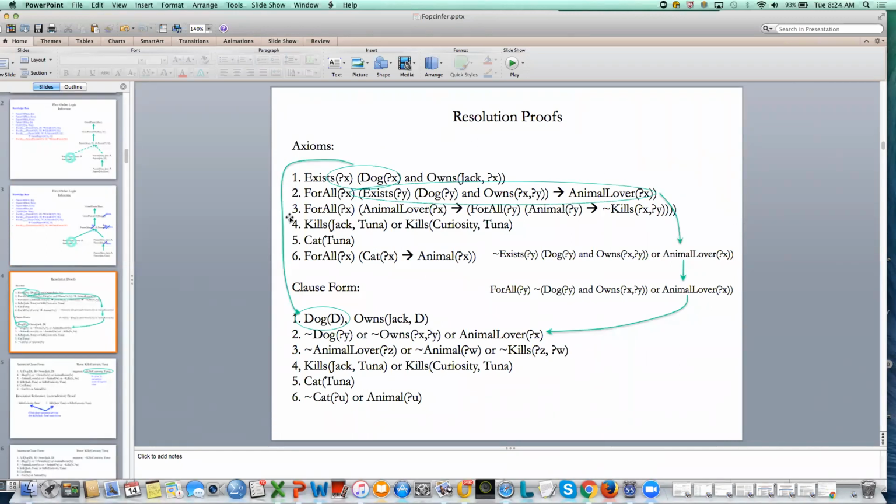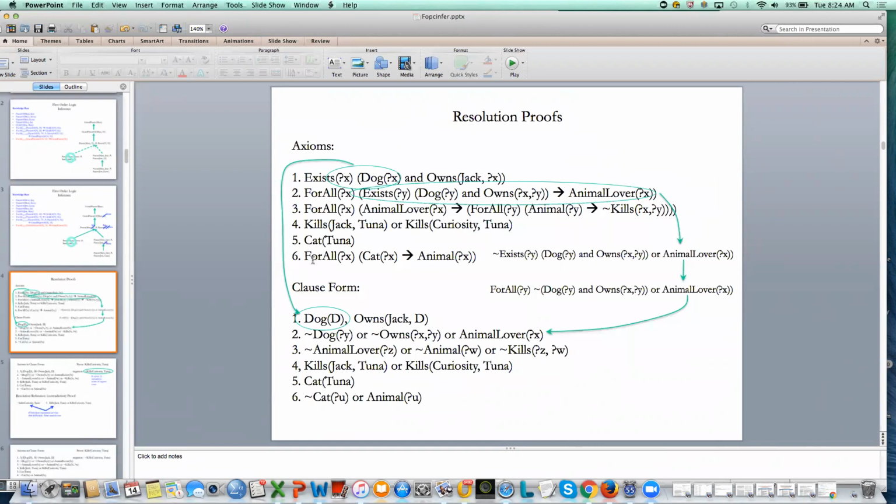Here is a statement of axioms. This is from some very old AI book that I have lost track of, but I do remember the example. It's an example about curiosity killing the cat. Jack is an animal lover, so Jack would never kill the cat. A series of simple statements that have been translated into predicate calculus.